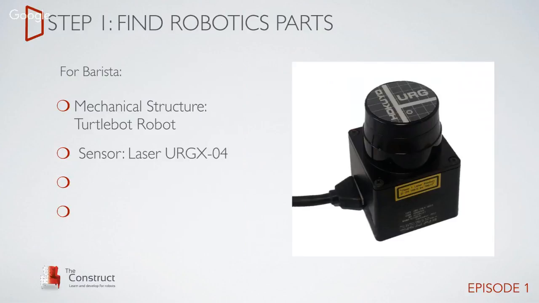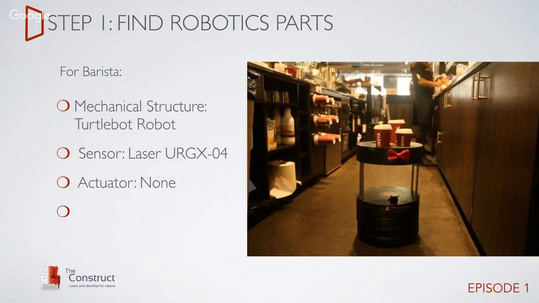Then as the sensors, we use one single sensor, that is the laser URG-04LX, this one here from Hokuyo. Then for actuators, we use none. Actually, we have the actuators that are the wheels, but we included those in the TurtleBot robot structure, so it's nothing. The robot does nothing as actuation.